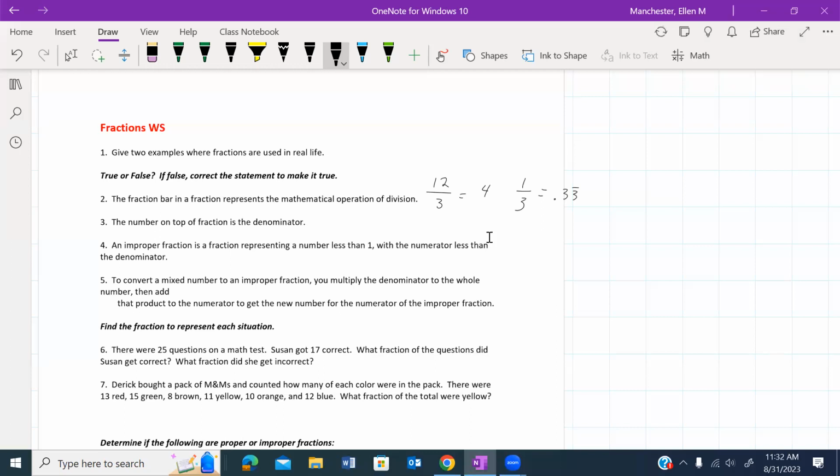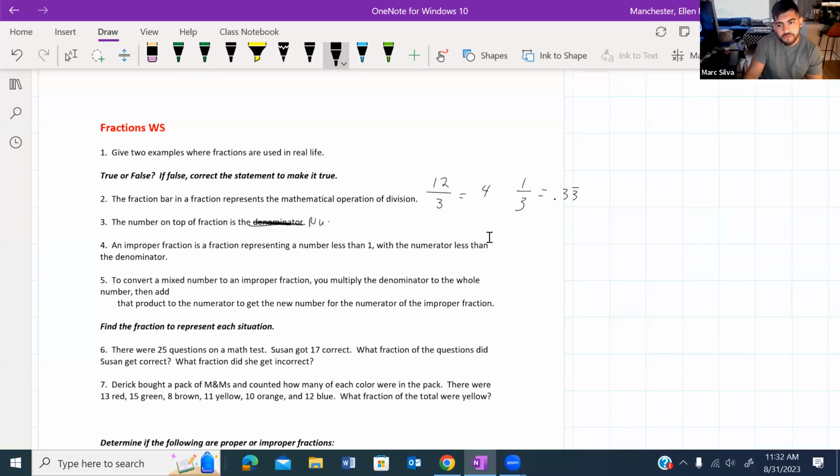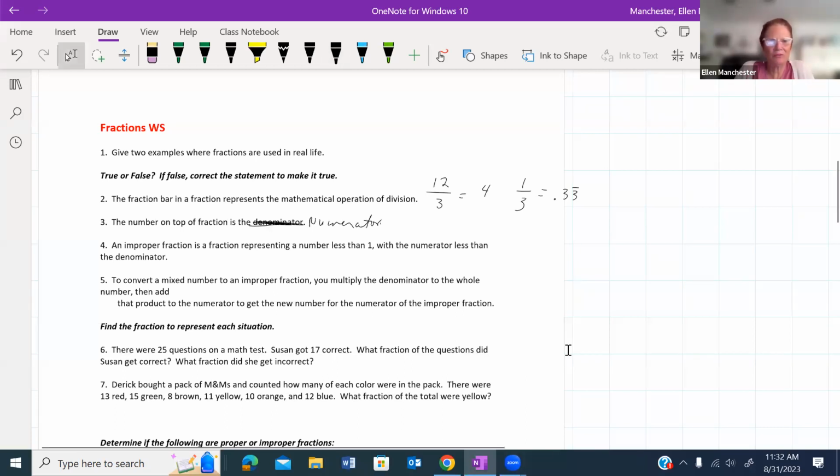No, the bottom is the denominator. Good. The bottom, or the down number, is the denominator. So what is the top number called? Numerator. The numerator. Good. All right, so I feel like we can move forward.